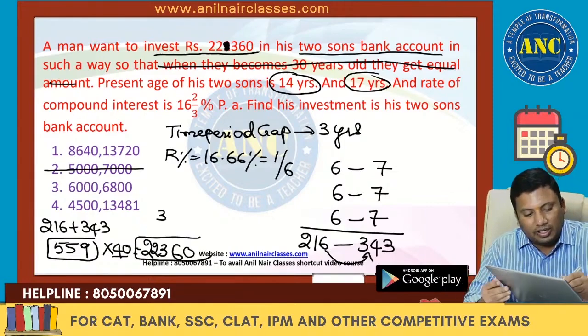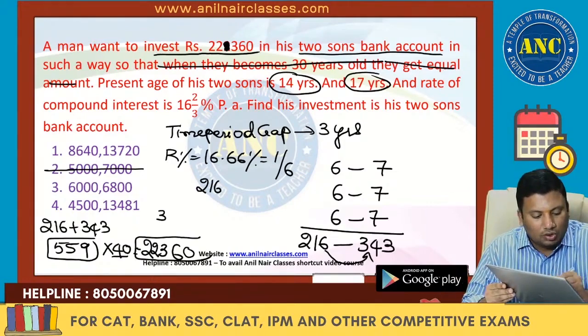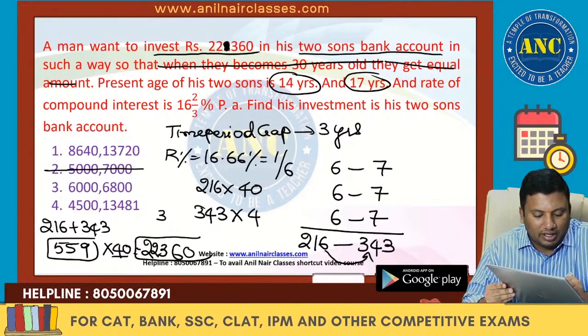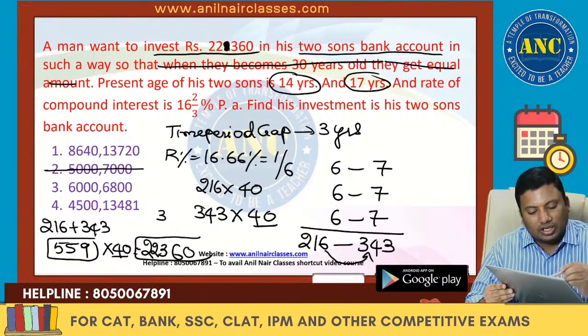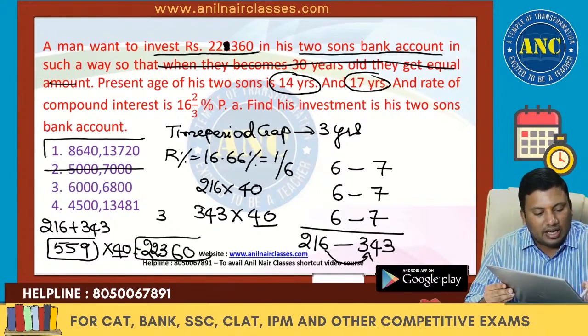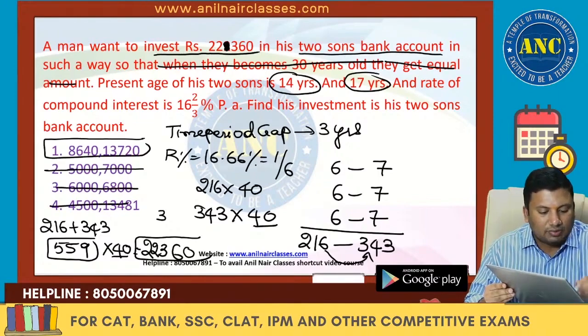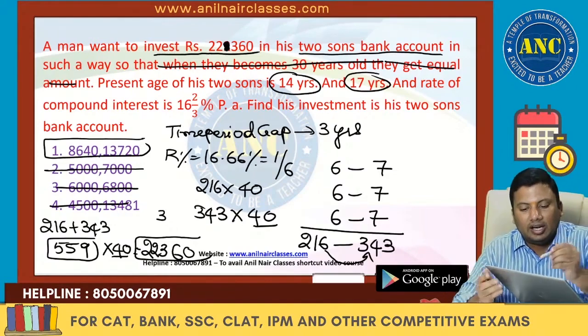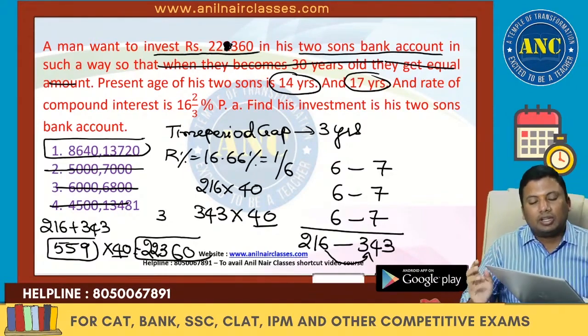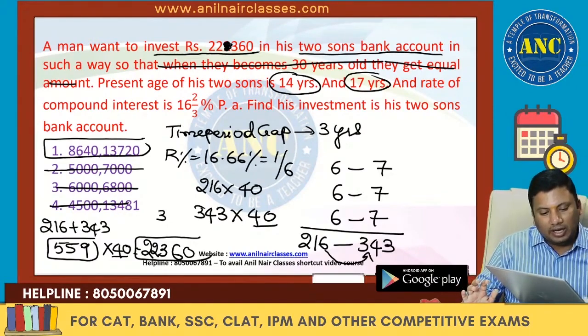Find the investment in his two sons. One is 216 into 40 and another is 343 into 40. 216 into 40 is 8640. I hope the idea is clear. One more extra 2 came. That's a typing mistake. Please make a note of it.